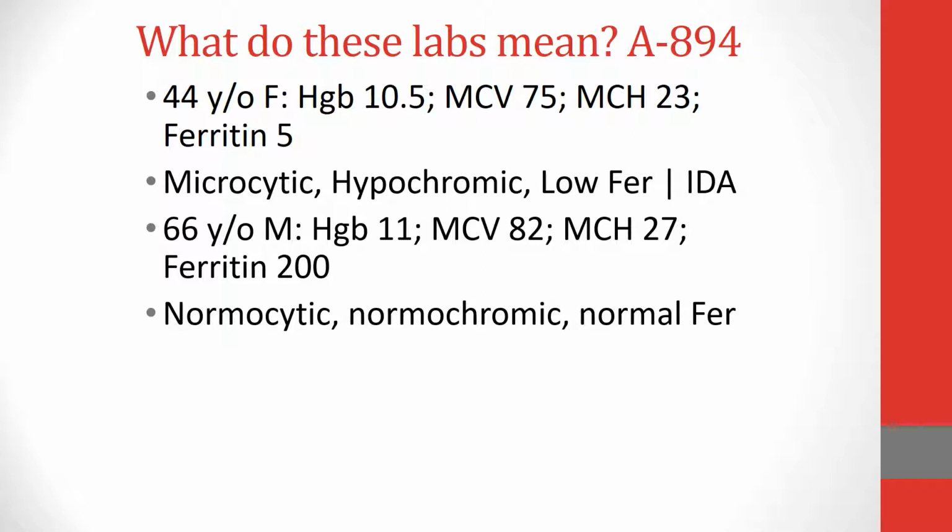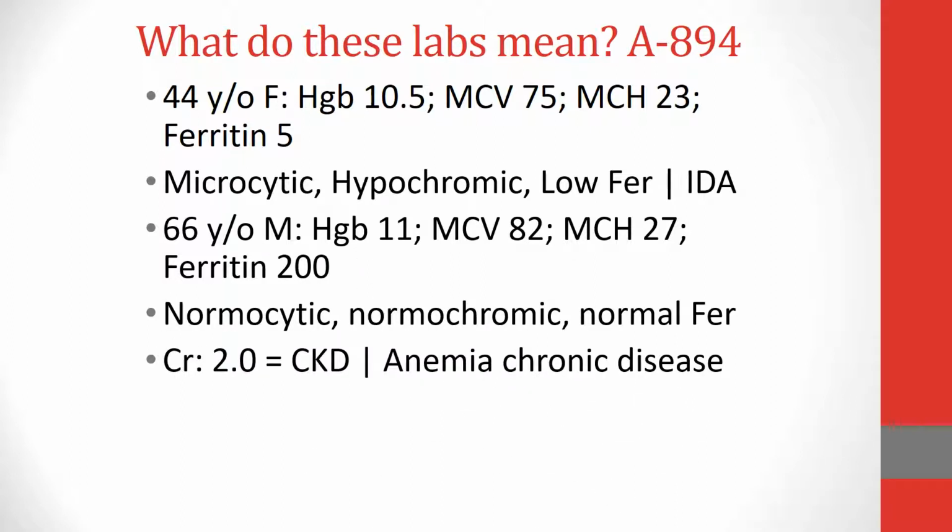Normocytic, normal chromic, normal ferritin. However, the creatinine indicates chronic kidney disease, so we have anemia of chronic disease. Here's a question. Why? What's going on? What hormone are we not getting in anemia of CKD?